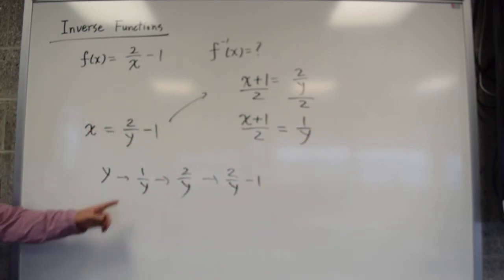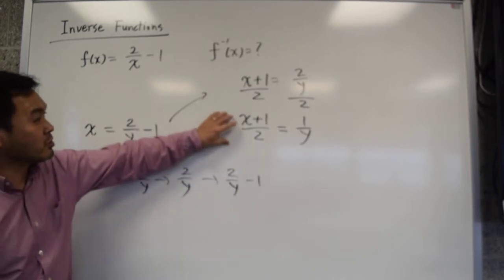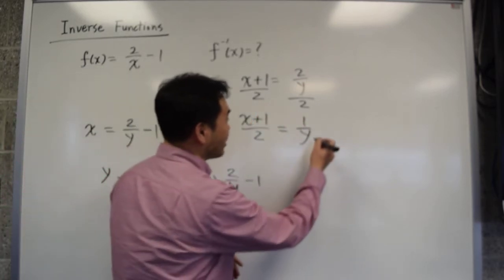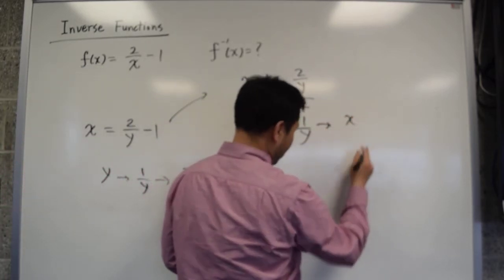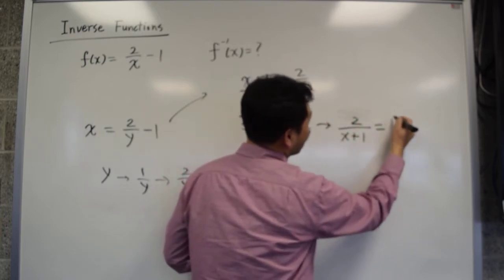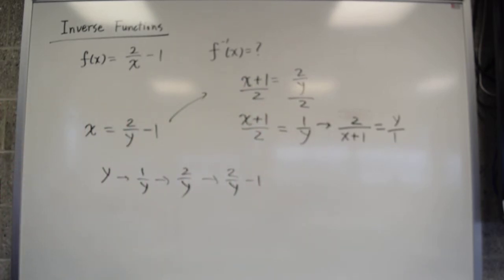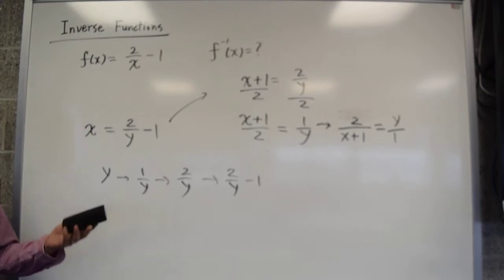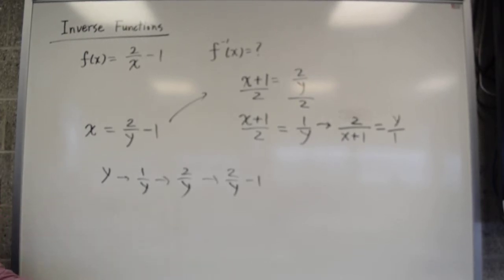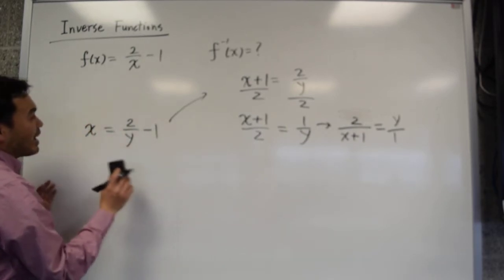Okay. How do you undo this? You take the reciprocal, right? So you take the reciprocal, and you get 2 over (x plus 1) equals y over 1. So y is 2 over (x plus 1). Looks easy if I do it, right? Yeah, it does.